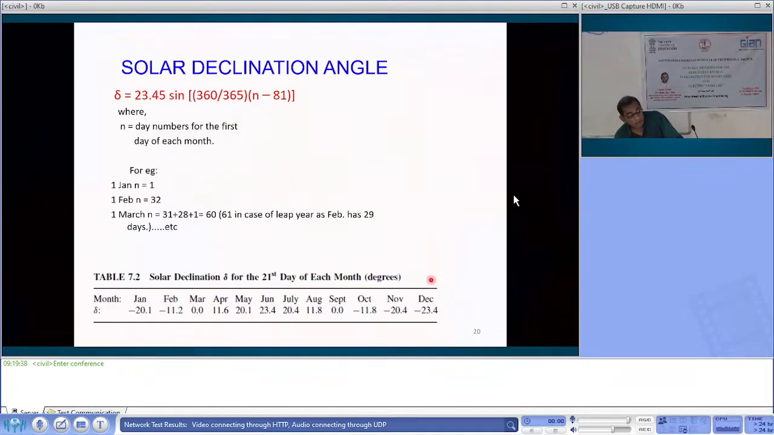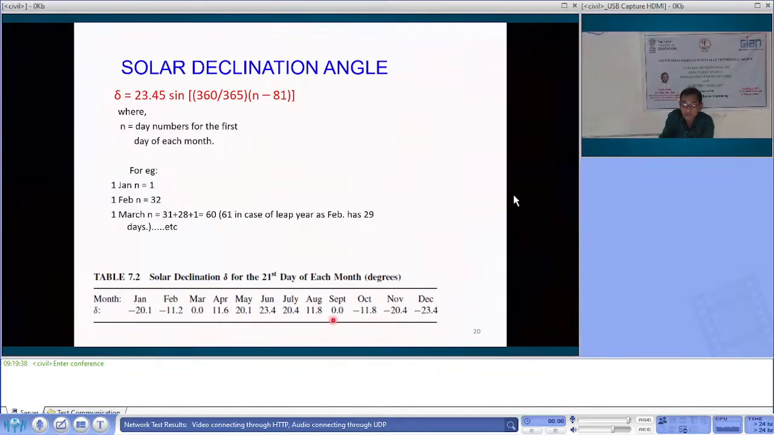Others are equinox. For this declination angle, students have put all these equations and developed a MATLAB program to verify the bottom table, where the angle varies: you see the last, December, is minus 23.4, and it is shown here for June as 23.4. In this table they have considered the 21st of every month. The only care you have to take, if in a numerical we ask the students, is that if it is a leap year like 2024, February will have 29 days.